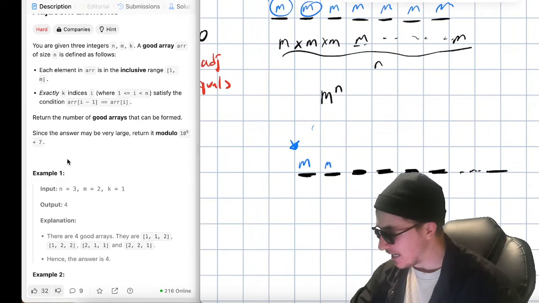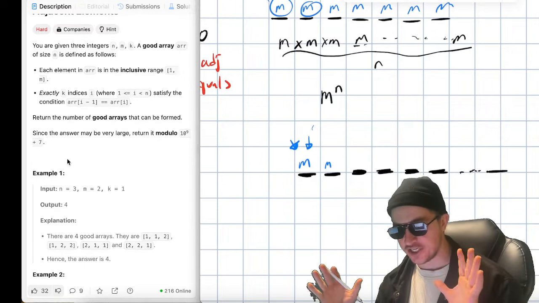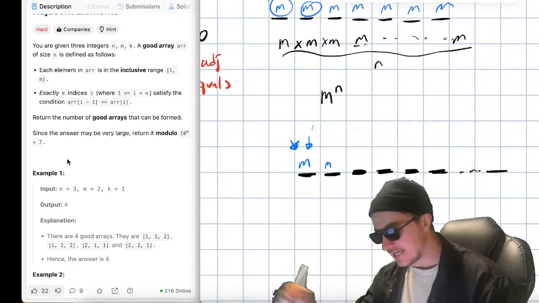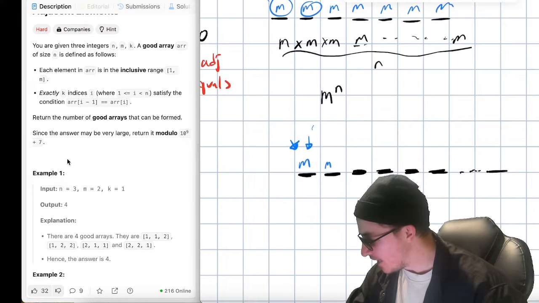I have m options, but I can't use whatever I used here. I'm saying this in a general case, right? Whatever I put here, the next thing can't be that. So what can I put there? I can put anything but that.